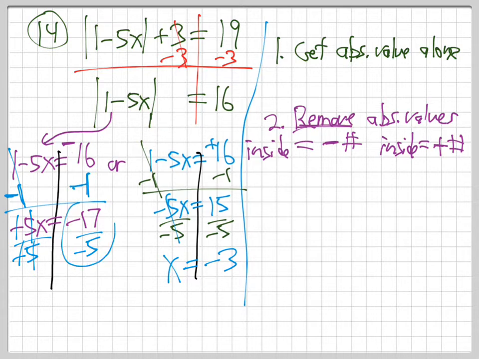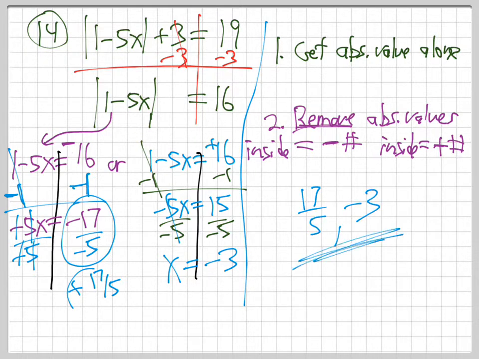Oh, yeah, what happens with these 2 negatives here? 2 negatives makes? Positive, so that's 17 fifths. So then the 2 answers are 17 fifths, positive, comma, negative 3. There's our 2 answers. Math Excel wants you to enter them with a comma, either order. You put the negative 3 first, doesn't matter. There we go. Questions on that one that I can answer?